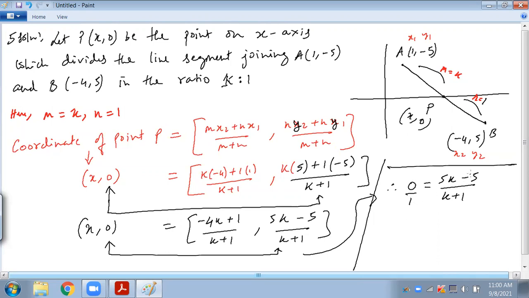Now cross multiply. Anything into 1 is something. 5k - 5 equal to 0 into anything, which is 0. Now from this find k. So take the 5 to the other side. Again find k. It will be 5 by 5, and 5 by 5 we can cancel. So we're getting 1. Okay, write up to this and then raise your hand because I need some space.